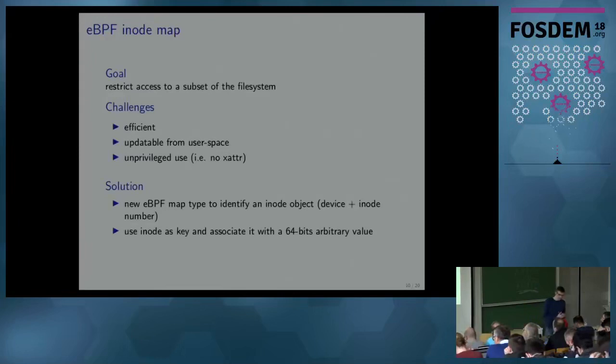So the idea is to create a new dedicated eBPF map. There are already multiple eBPF maps for multiple use cases. And this one takes as a key an inode, which is not only the inode number, but the device as well. So it's struct inode from the kernel. It is used by way of a file descriptor. And the value is a 64-bit value, which may be used as a tag. So it is kind of an extended attribute, independent from the file system.